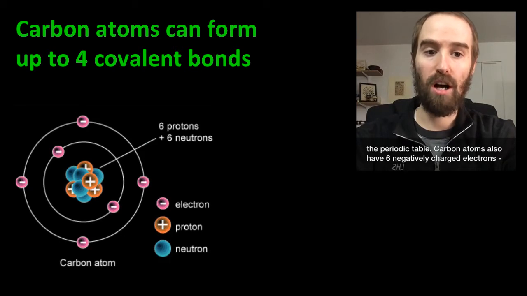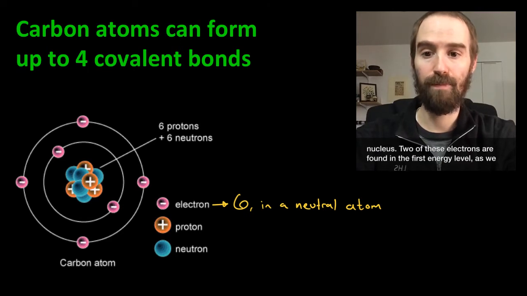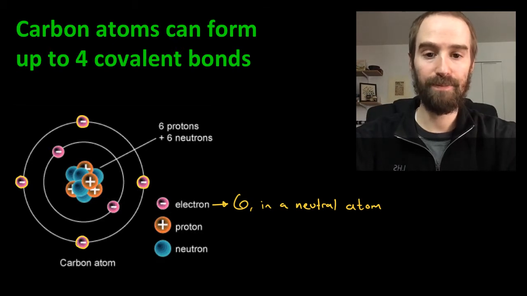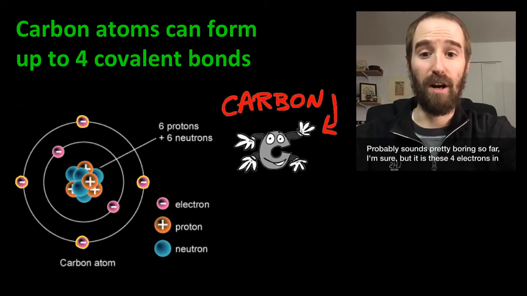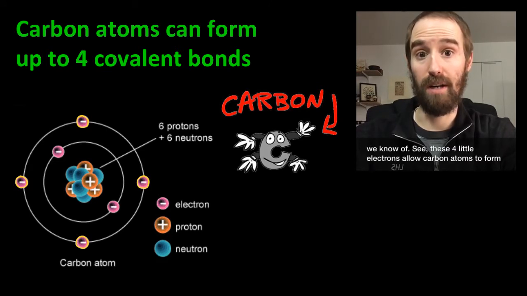Carbon atoms also have 6 negatively charged electrons, one to balance out the charge of each positively charged proton in the nucleus. 2 of these electrons are found in the first energy level, as we can see in this picture, and the remaining 4 electrons are found in the second energy level. Probably sounds pretty boring so far, but it is these 4 electrons in the second energy level that make carbon atoms the basis for all life that we know of.